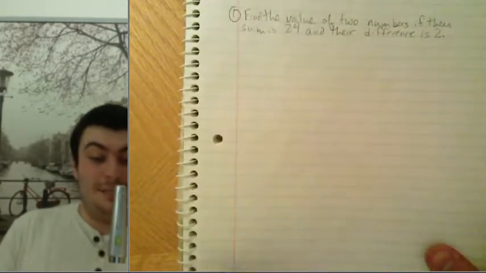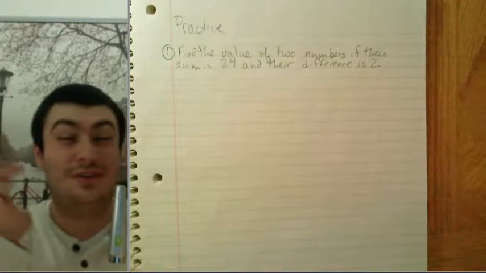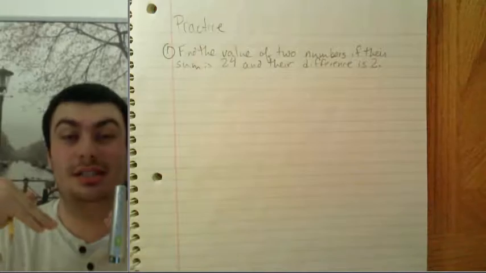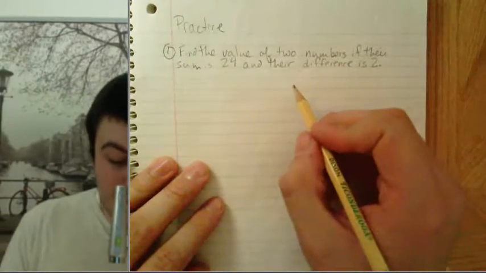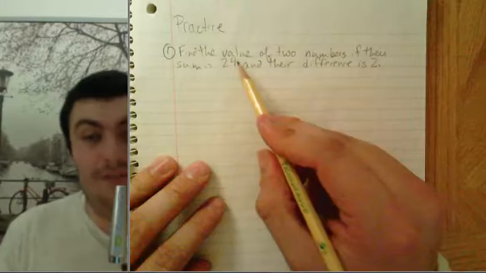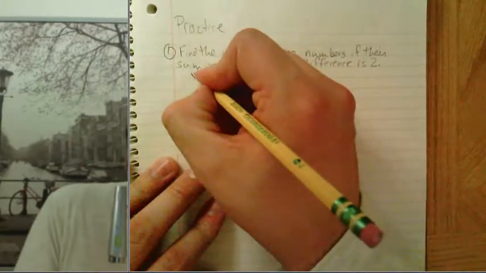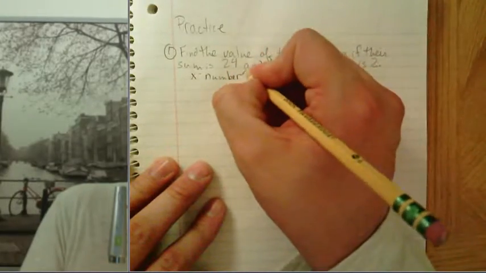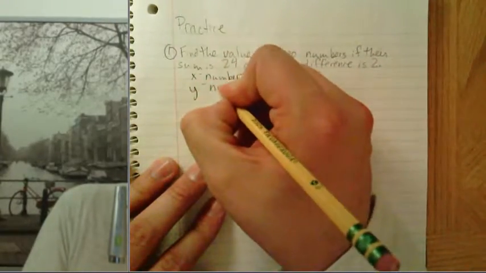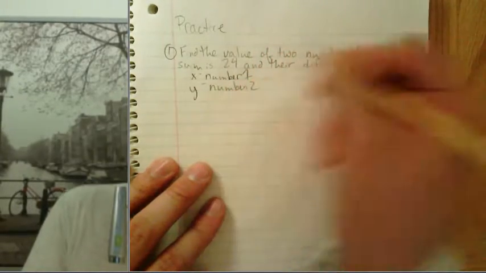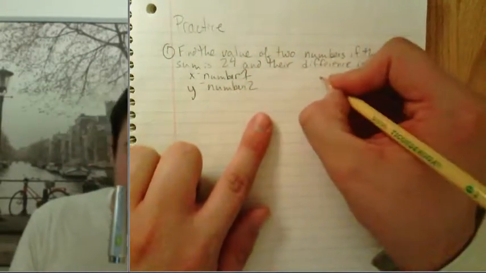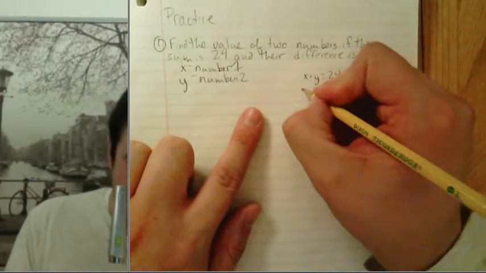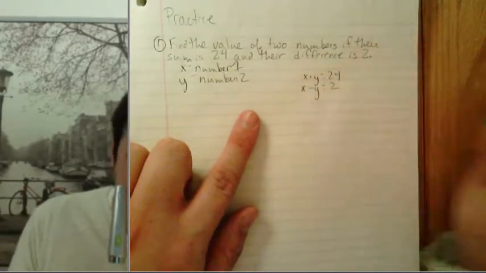If we look to our practice problems, which are found on my class website under worksheets, the first one says: find the value of two numbers if their sum is 24 and their difference is 2. So let's say that x is number 1 and y is number 2. Their sum is 24, so x plus y equals 24, and their difference is 2, so x minus y equals 2.